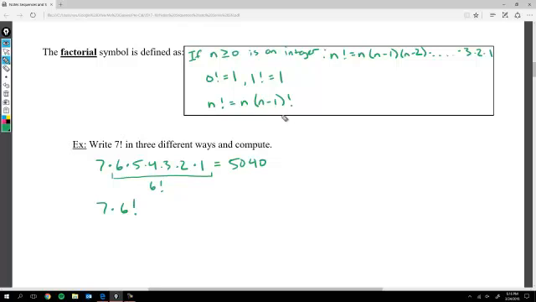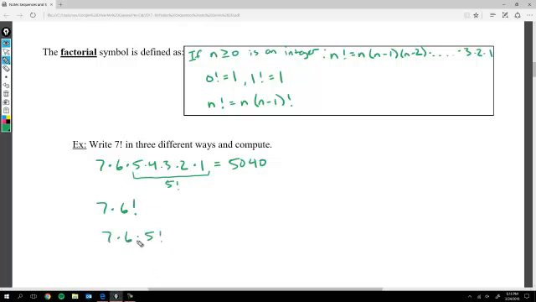You can stop short at any time. Right? And if I were to ignore that and look at just here, this is the same thing as 5 factorial. So I could rewrite 7 factorial as 7 times 6 times 5 factorial.